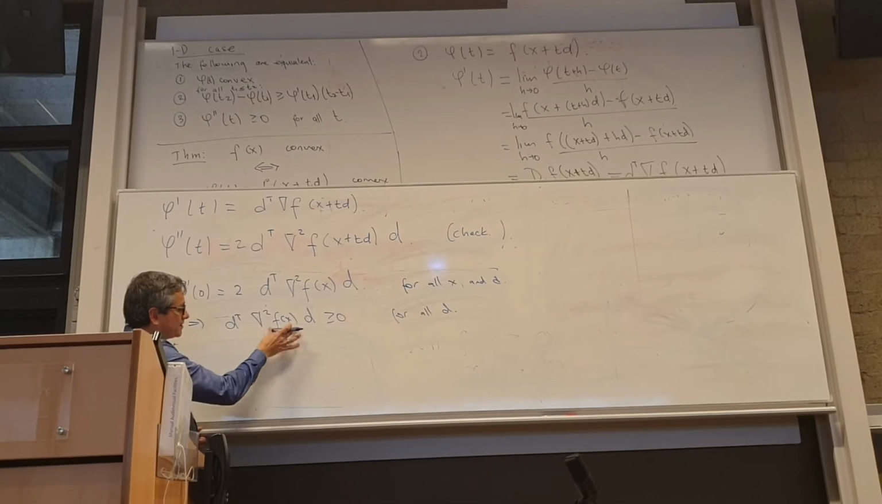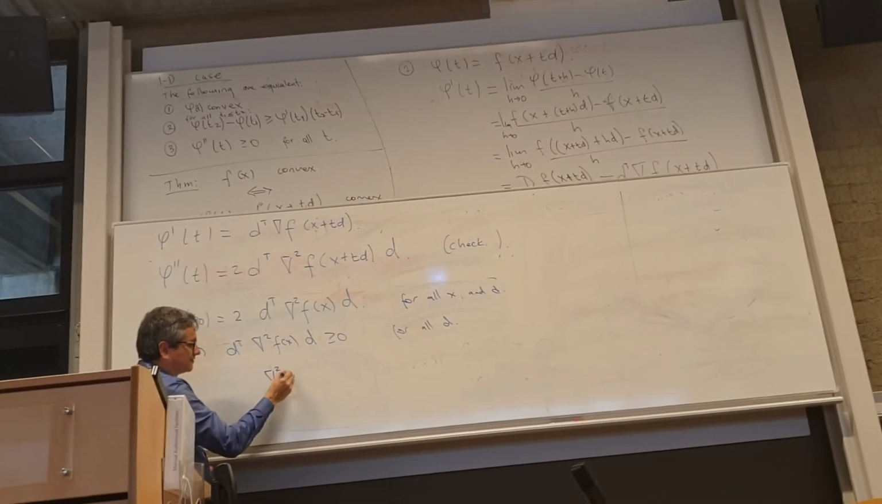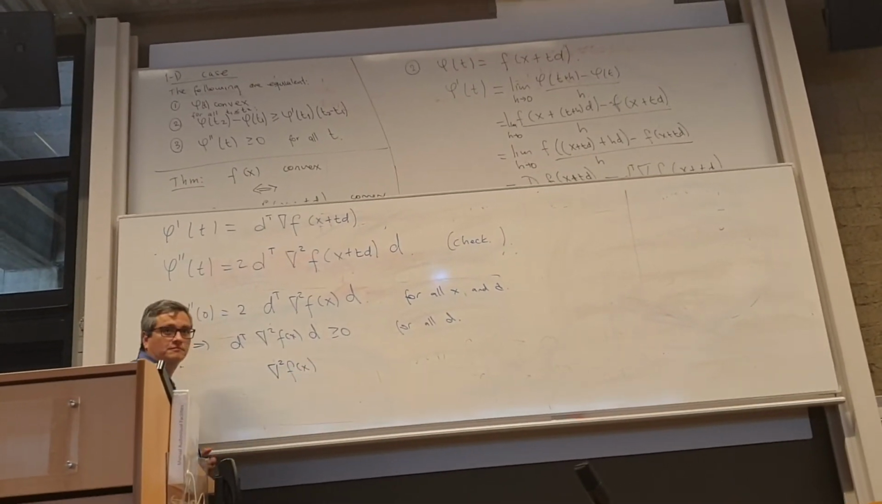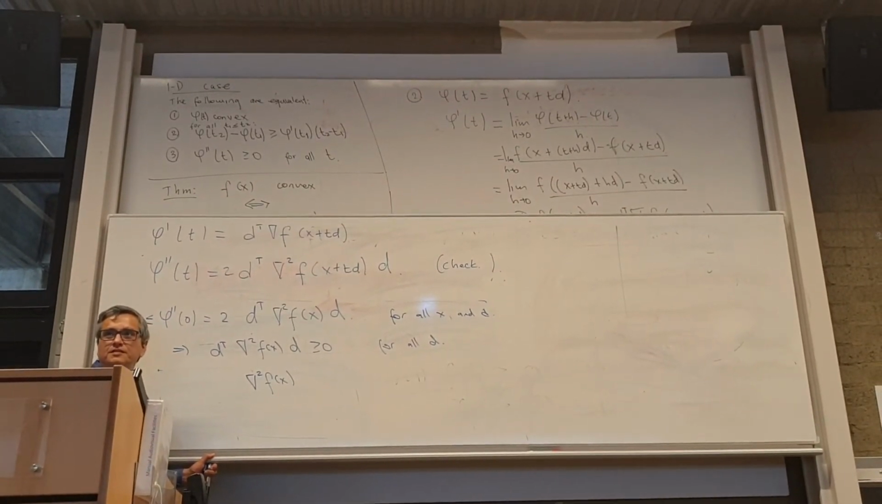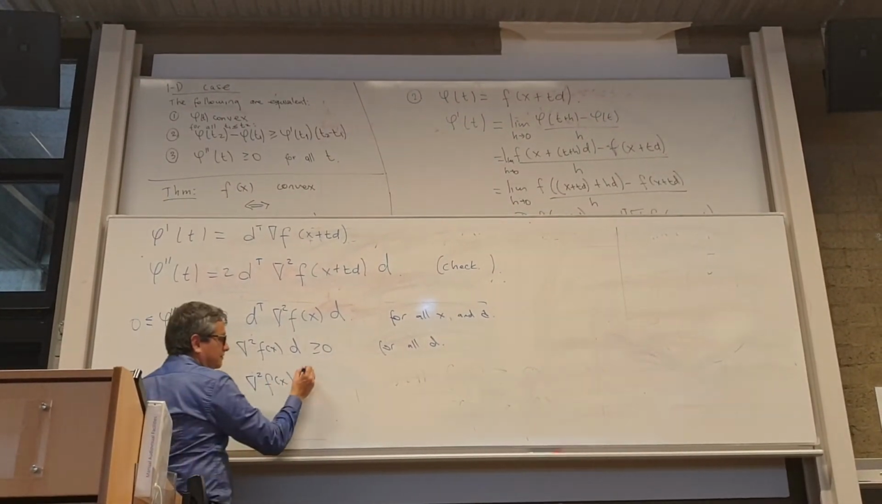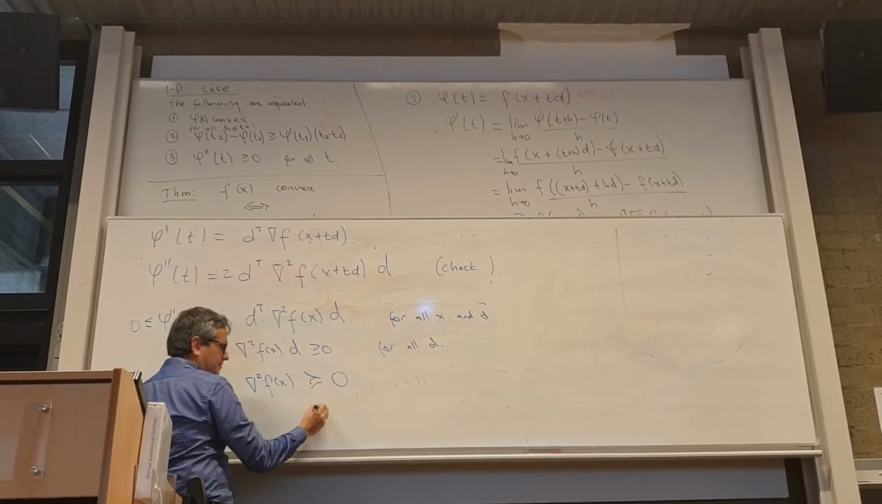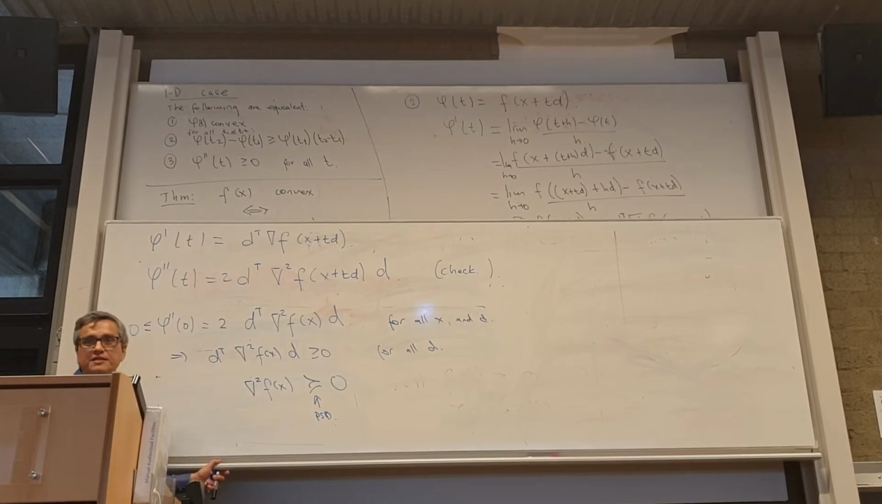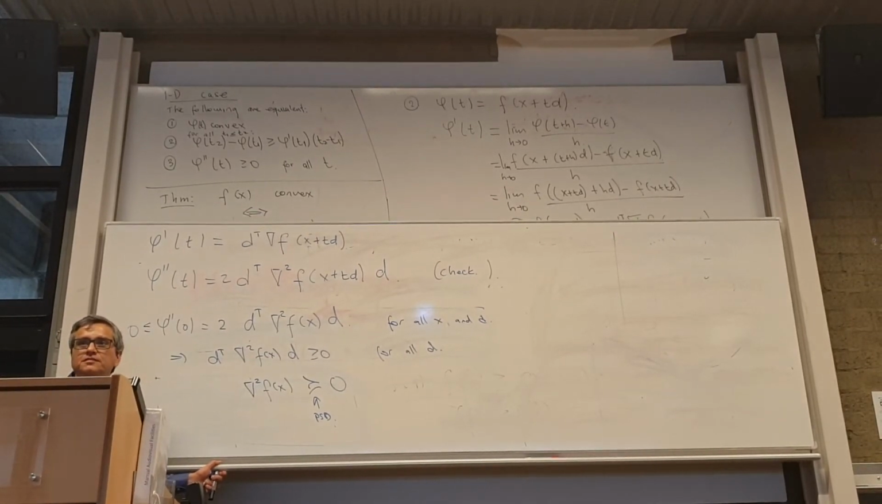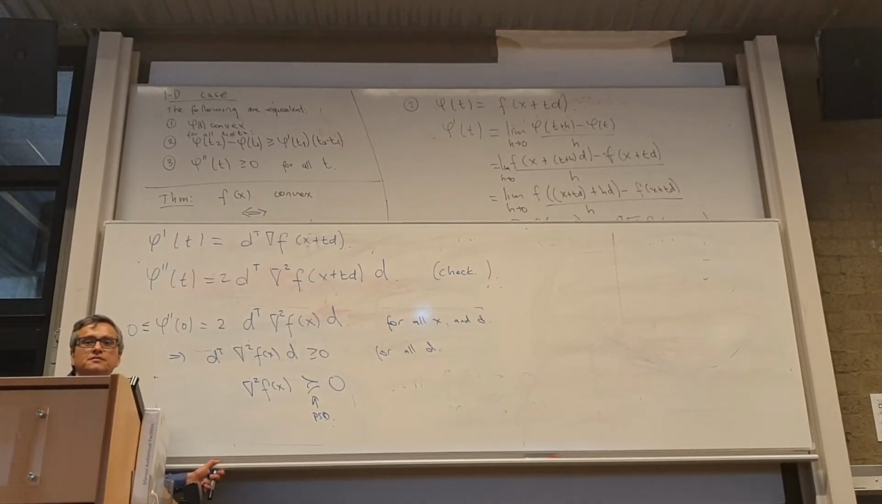What does that mean about this matrix? Positive semi-definite. Yeah. Remember this means P. Yeah, this matrix is positive semi-definite. Okay?